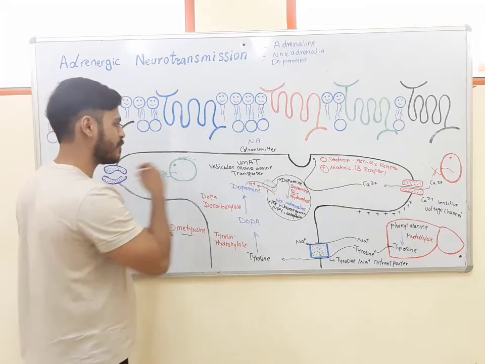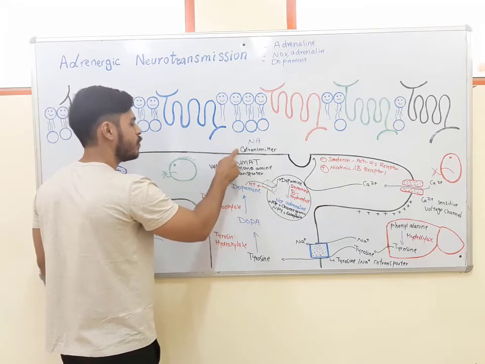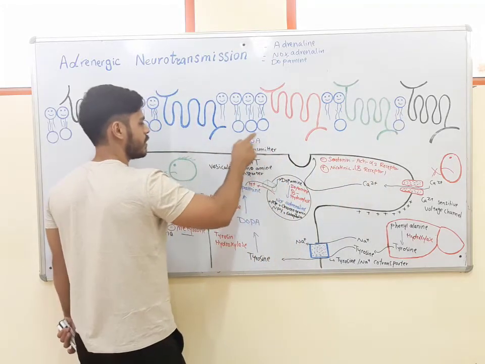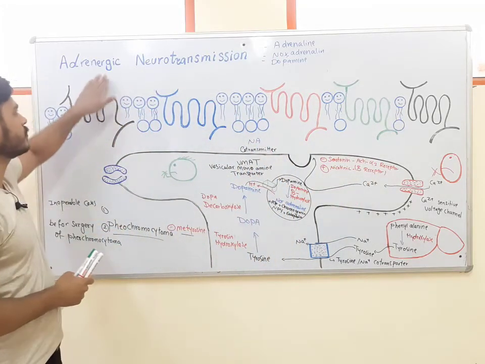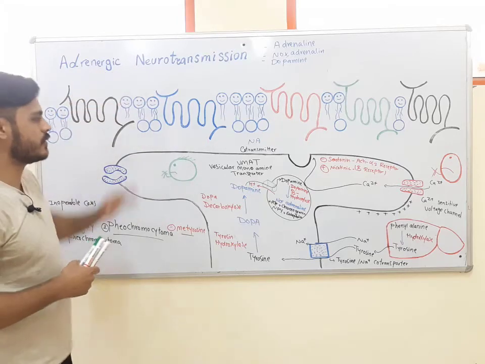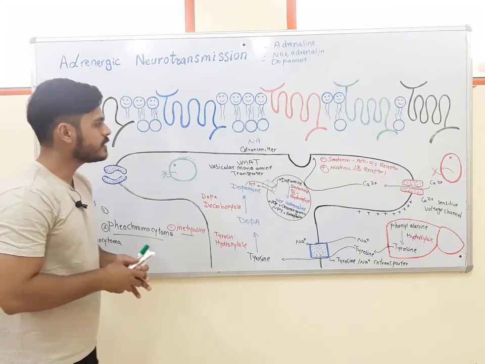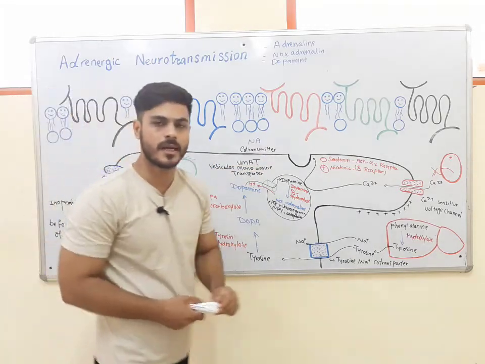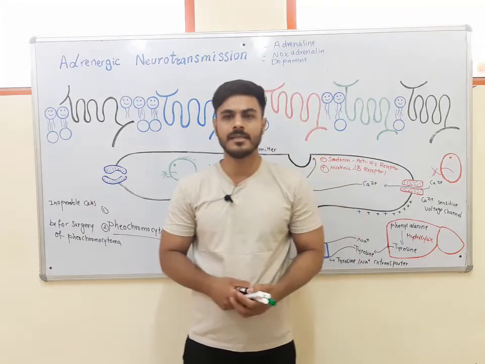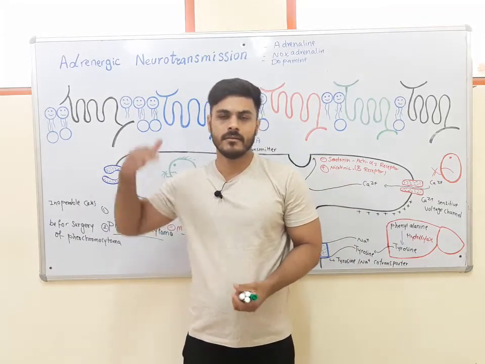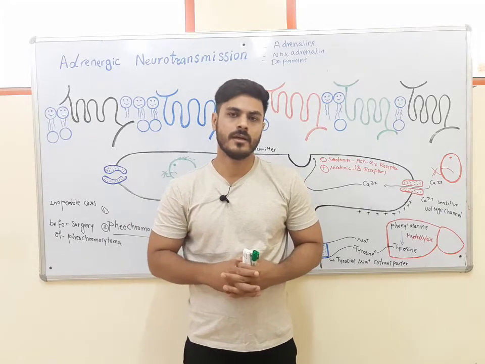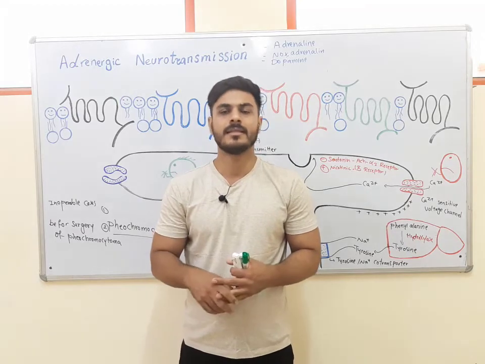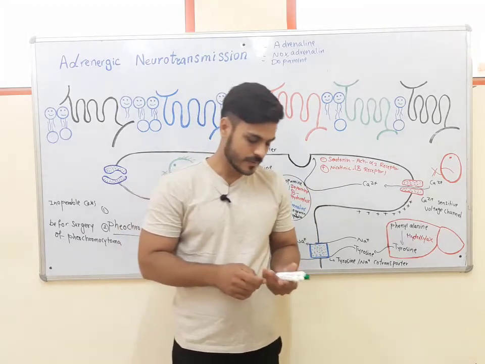The next step is binding of noradrenaline and co-transmitter to their receptors. We will talk about only noradrenaline because today we are talking about only adrenergic neurotransmission. We have different subtypes of receptors for noradrenaline. For the first time, Ahlquist classified noradrenaline receptors into two classes of receptor. One was alpha receptor and the second was beta receptors.